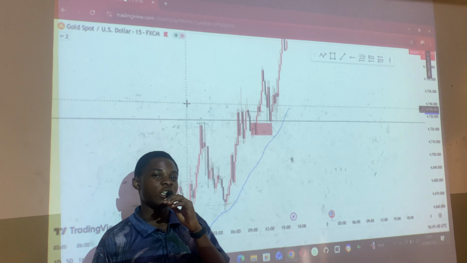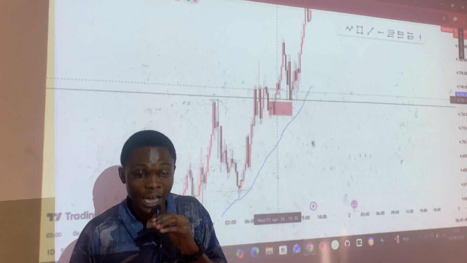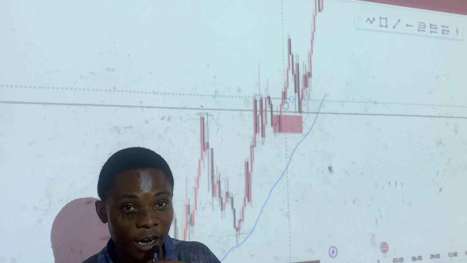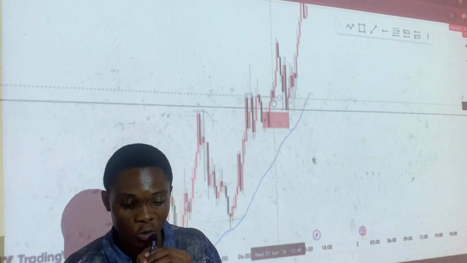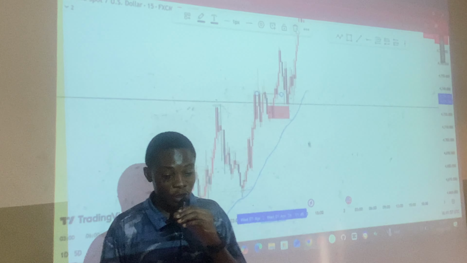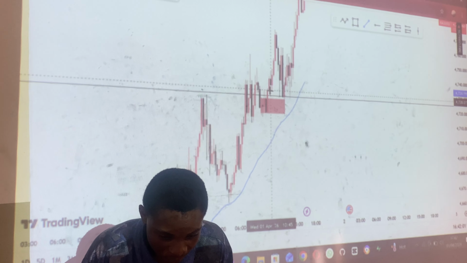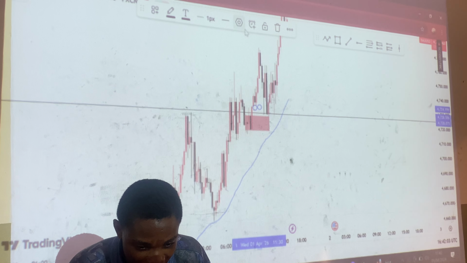But why didn't I choose the breaker block? I didn't choose the breaker block because when price broke structure, the first pullback mitigated the breaker block. So we no longer look at the breaker block. We look at the order block. So the order block became our valid point of interest, which we have our liquidity. The first pullback. This is it. You have our liquidity. Our first pullback.